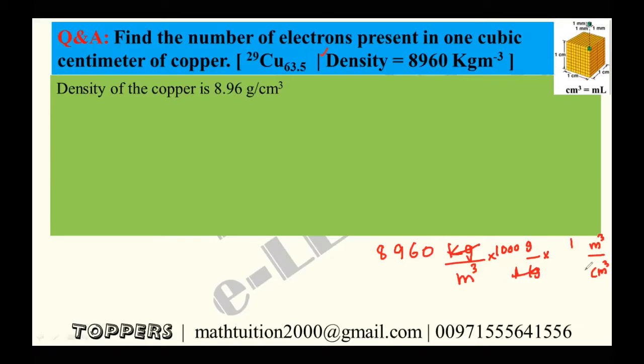1 meter is equal to 100 centimeter. 1 meter square equals 100 into 100, so 2 more 0 will come, right? Meter cube into centimeter, then 2 more 0 will come. So meter into meter into meter, 3 meters we are changing into 3 centimeters. So 100 into 100 into 100, right? 1 million. So this 3 zeros and this 3 zeros get cancelled. 8960 by 1000 is 8.96. So we got 8.96 gram per centimeter cube. So that is the conversion: 8.96 gram per centimeter cube. Right? Now you got the density.